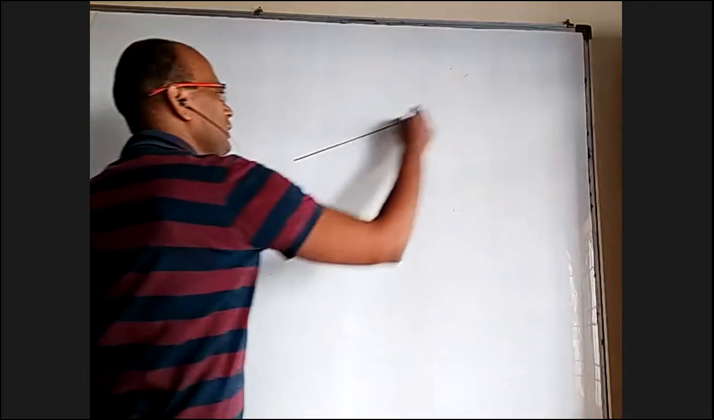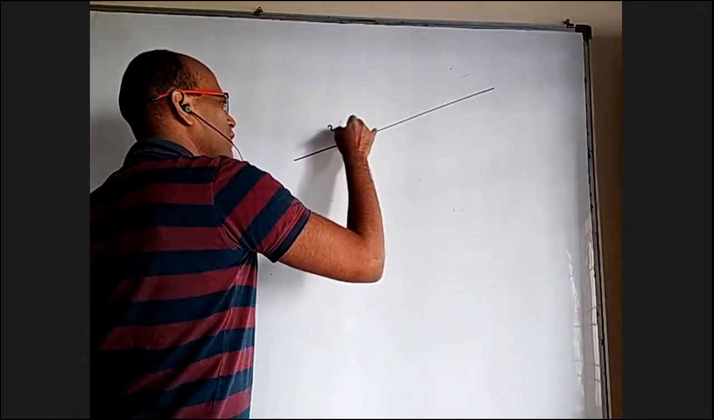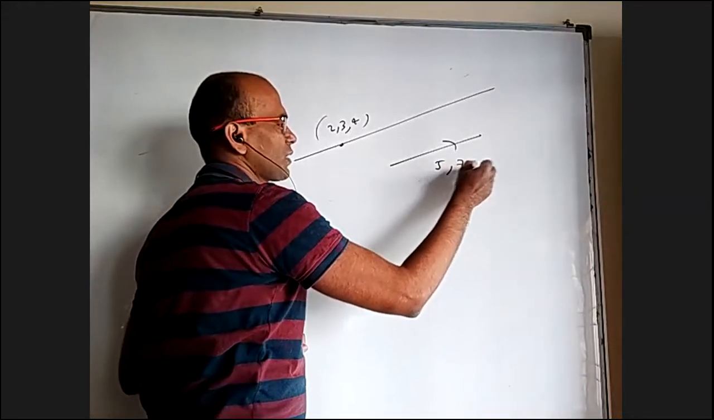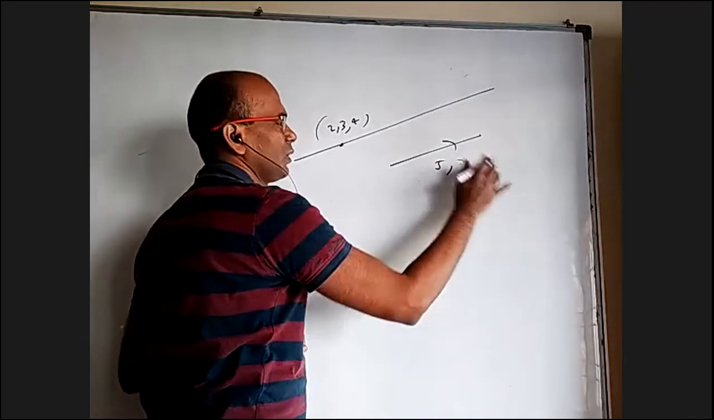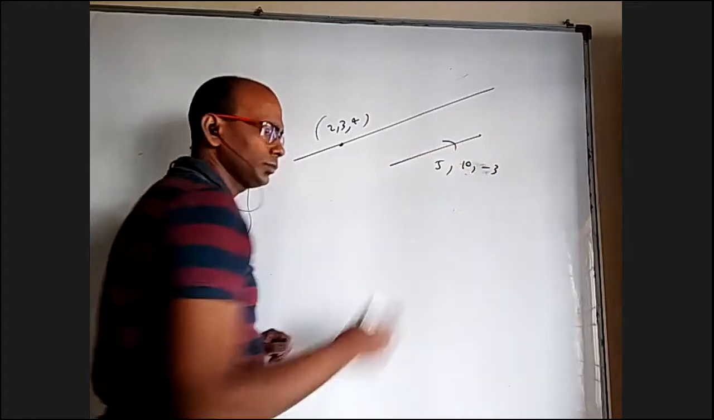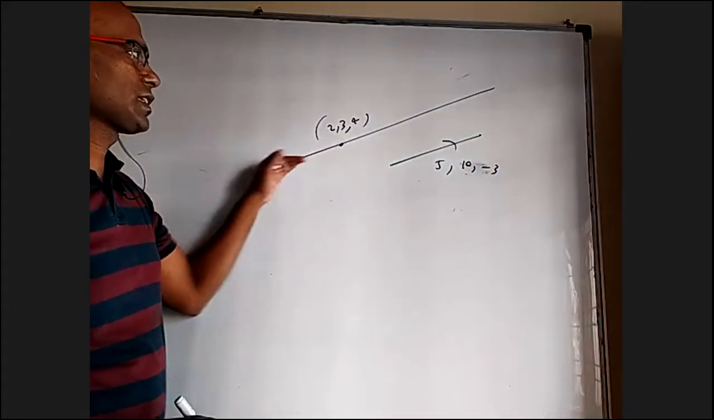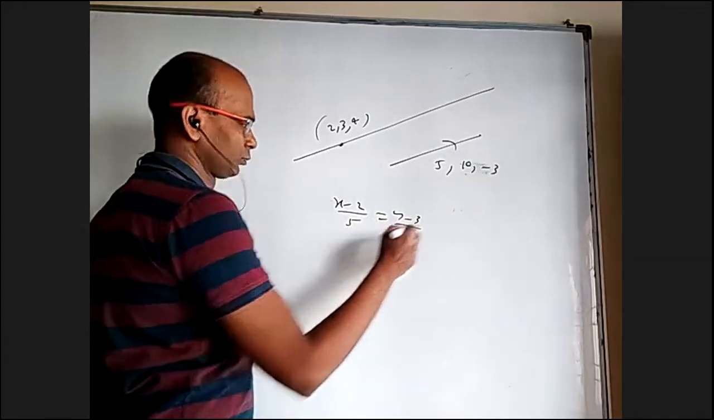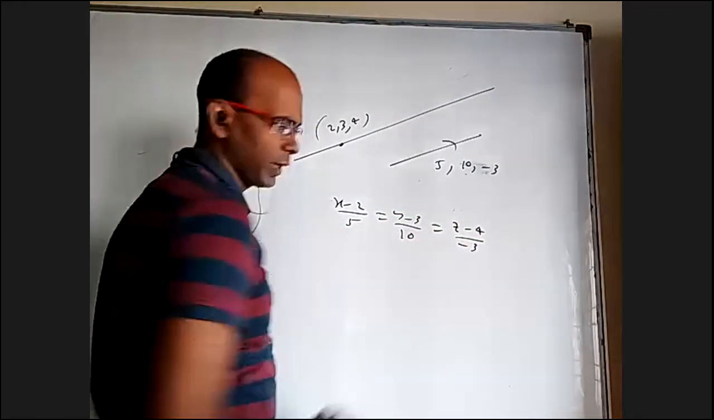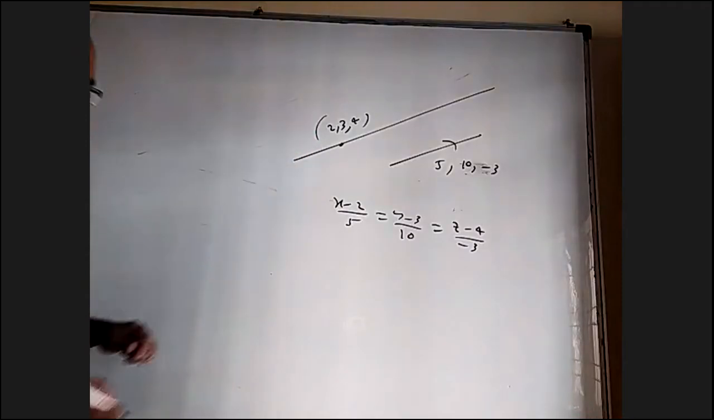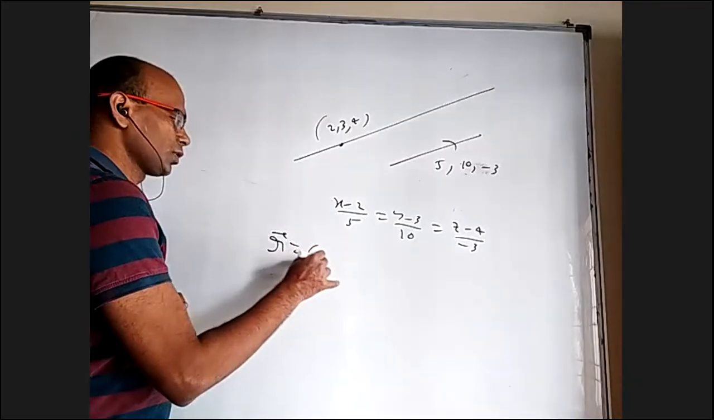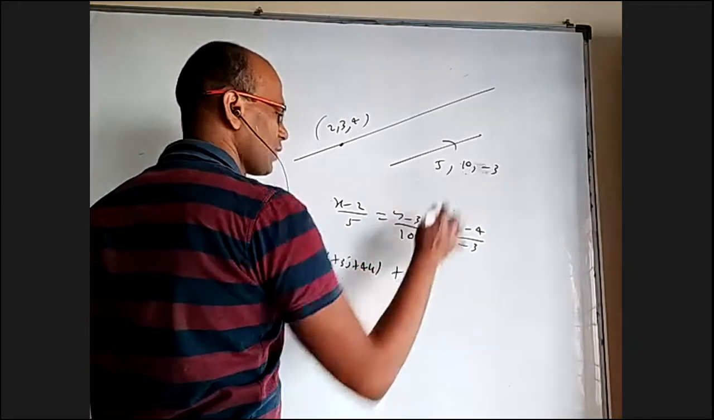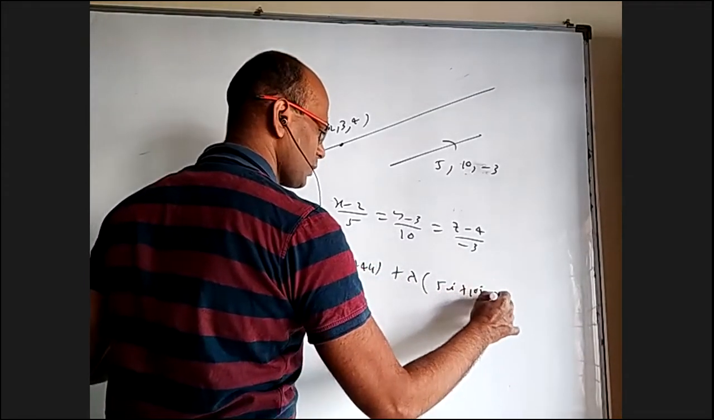Okay, let us have a line passing through the point 2, 3, 4 and parallel to a line whose DRs are 5, 10, minus 3. In 3D way, if you want the equation of this line, it is (x minus 2) by 5 equal to (y minus 3) by 10 equal to (z minus 4) by minus 3. In vector way, if you want the equation of this line, r bar equals 2i plus 3j plus 4k plus lambda into this vector, which is 5i plus 10j minus 3k.